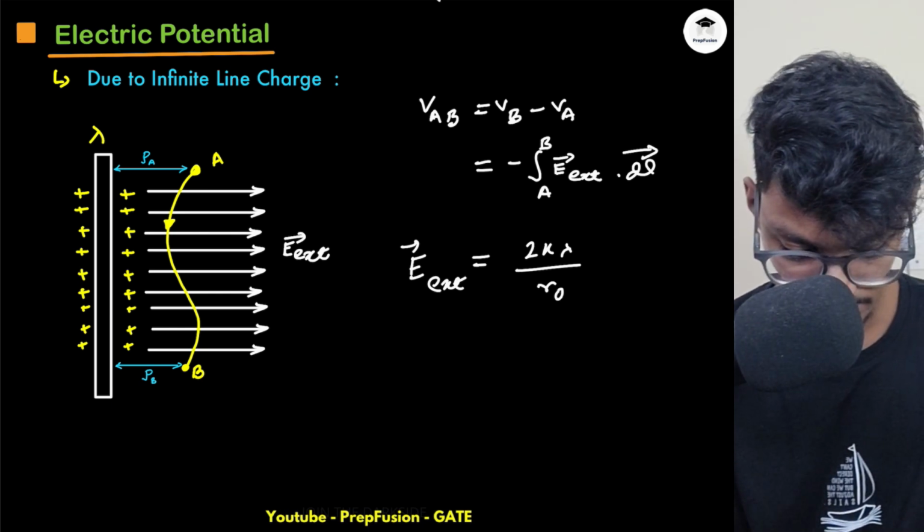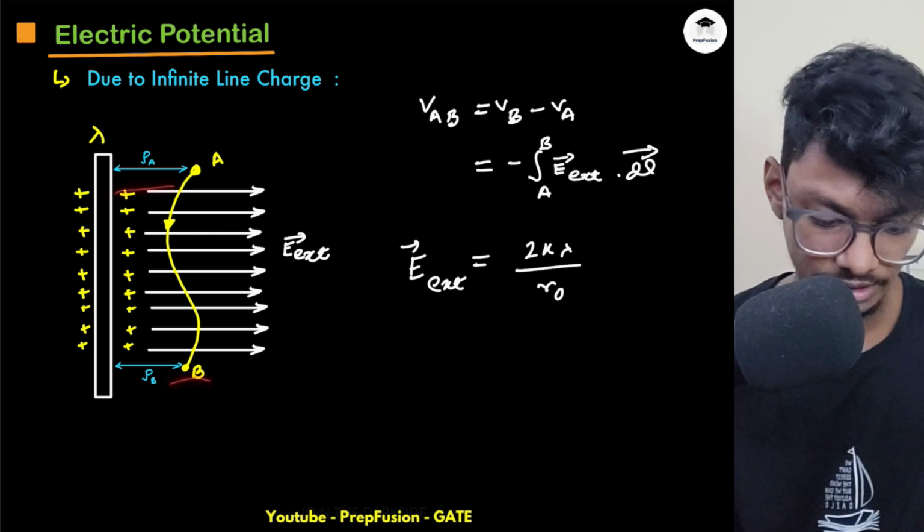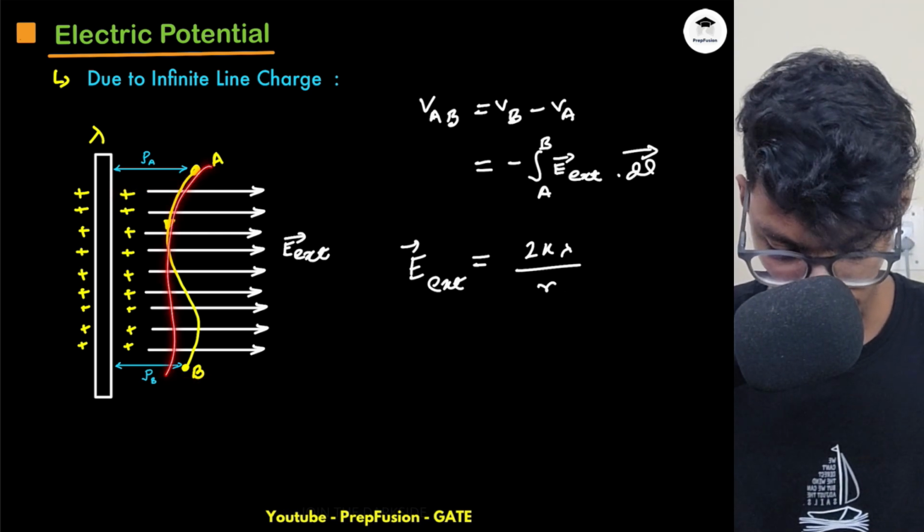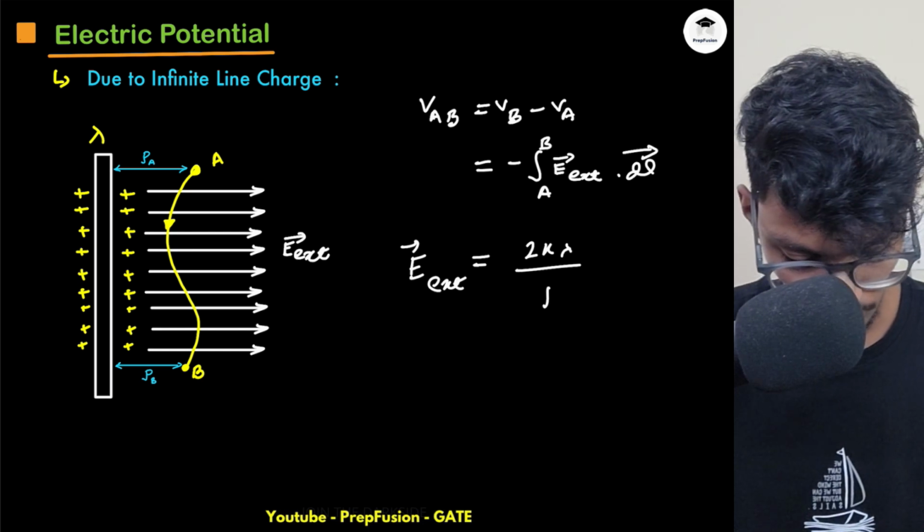So here actually the distance changes from rho A to rho B, right? So this r is actually variable, it changes. I can write this in terms of rho. And what is the direction?